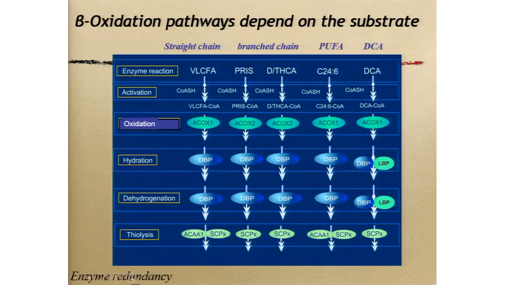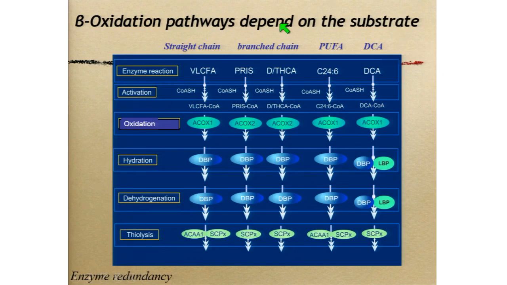So just to go over the enzymes involved in the beta oxidation pathways. The reactions are the activation of the very long-chain fatty acid to its CoA derivative. And then there's the hydration and dehydration reactions, which are carried out by a bifunctional protein called D-bifunctional protein. And then there's a thiolysis where the two-carbon unit is removed, and then we turn around for another step of beta oxidation until we get to the final product.